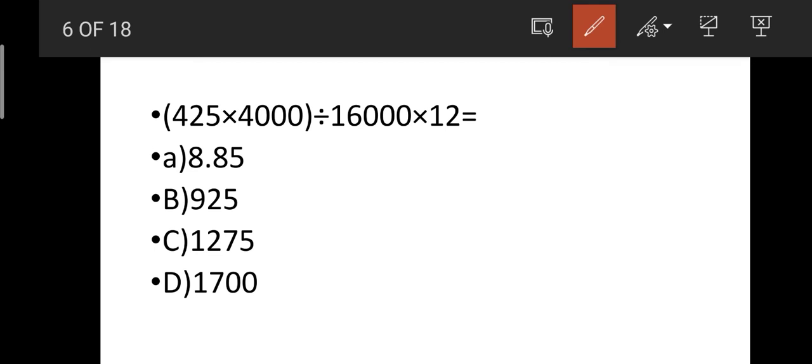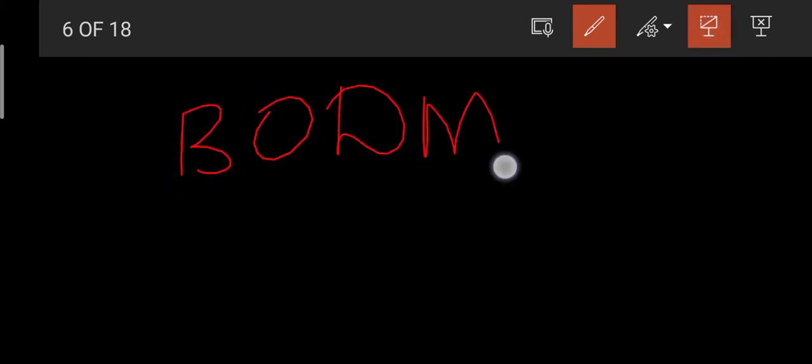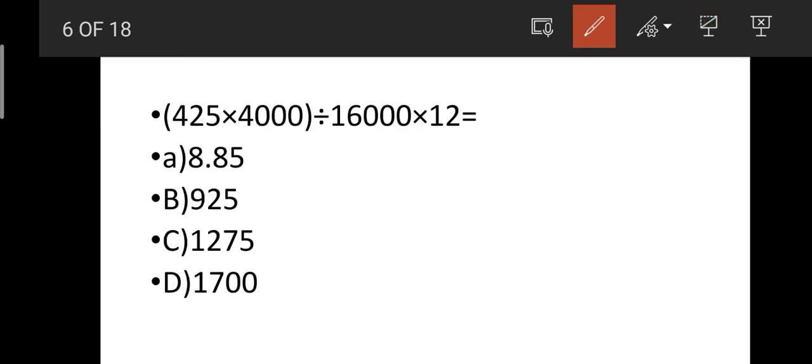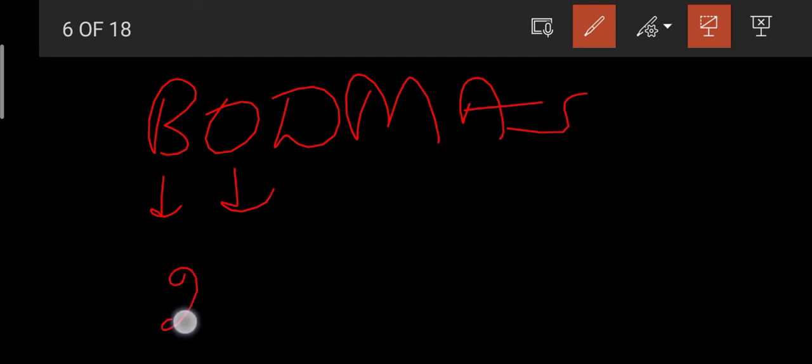Observe here friends, isn't that very simple? 425 into 4000 divided by 16000 into 12. Okay, most of you may know that there is a BODMAS rule. What is this BODMAS rule? If we have any questions with multiplication, brackets, division and then multiplication, then what should we do? We should go for the BODMAS rule. That is, first we should solve brackets, then orders like squares and cubes, then divisions, then multiplication, and next addition, and then at last we should go for subtraction.